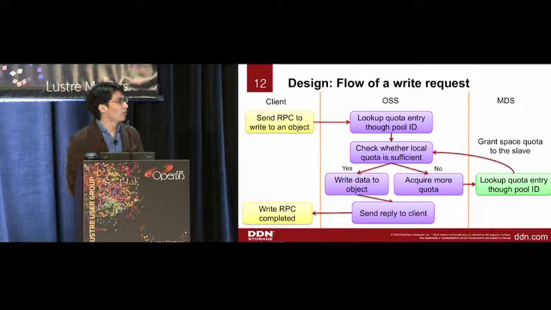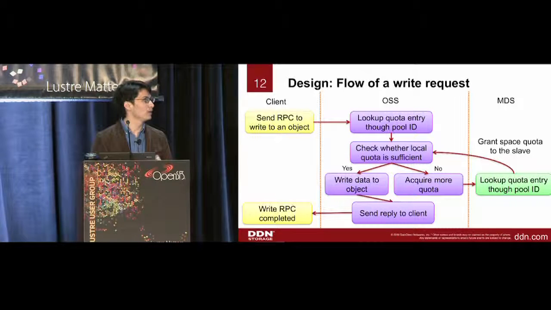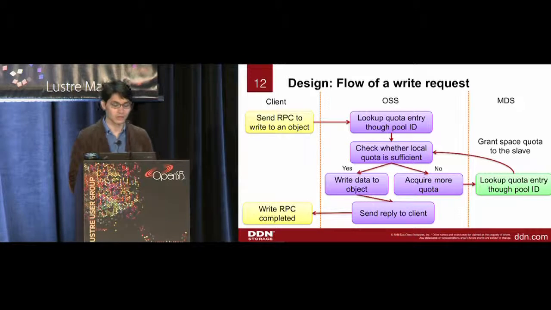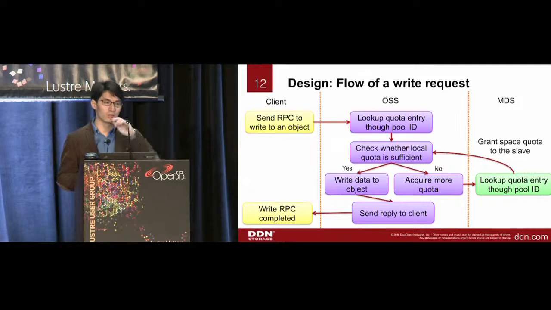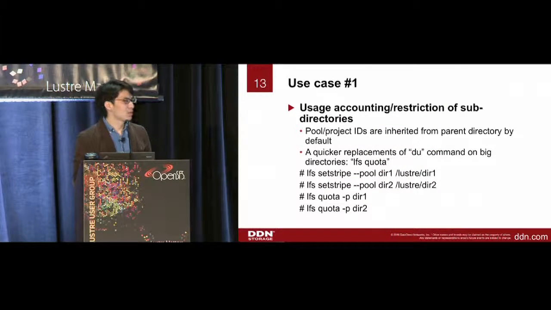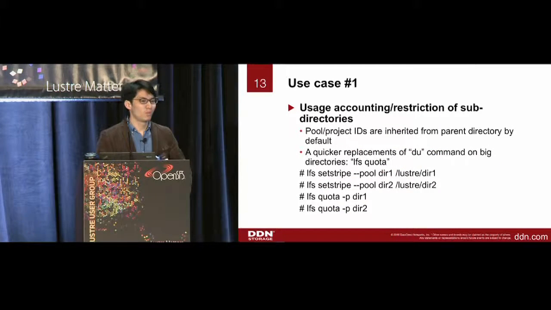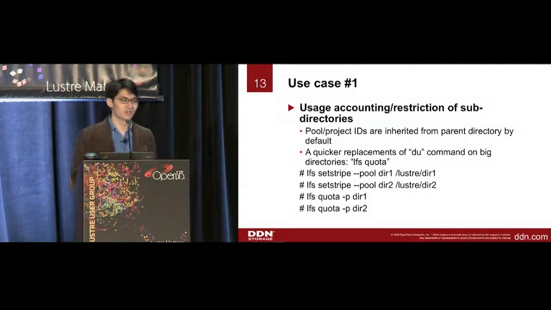So this is the flow of a write request when we integrate the OST pool with Project Quota. I'm not going to look into all of the details in the implementation. Most of the code is already there, and we only need to integrate the Project Quota support into the existing code. What looks more interesting is what we can do by using Project Quota, rather than the implementation details.